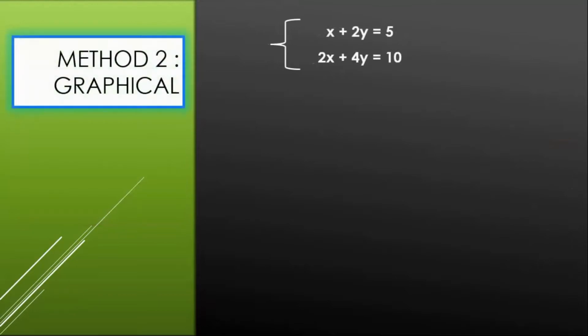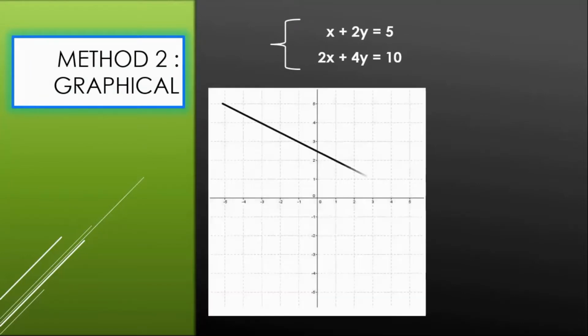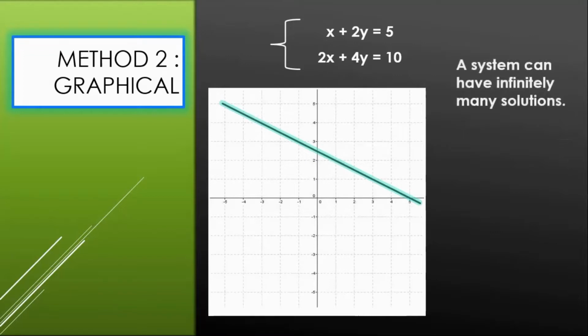Let's look at another scenario. Here, equation 1 and equation 2 are both just linear equations. So let me graph x plus 2y equal 5. It's that black line right there. And now let me graph the second one. Looking closely, I can see that equation 2 is just double equation 1. The 2 lines are exactly the same. This would lead to a case where a system can have infinitely many solutions.